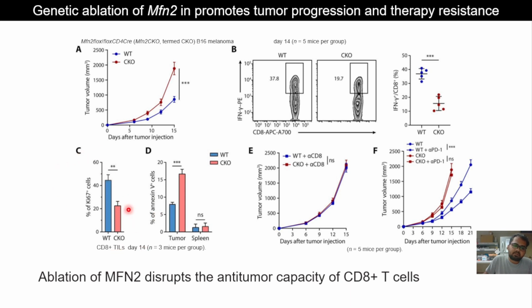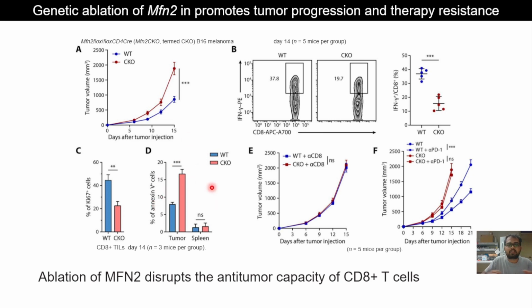Ki-67 is also decreasing, which suggests that these CD8 T cells are not proliferating much in knockout mice compared to the wild type mice. Similarly, they also saw more annexin 5 positive CD8 T cells in the tumor microenvironment, which suggests that these cells are dying.